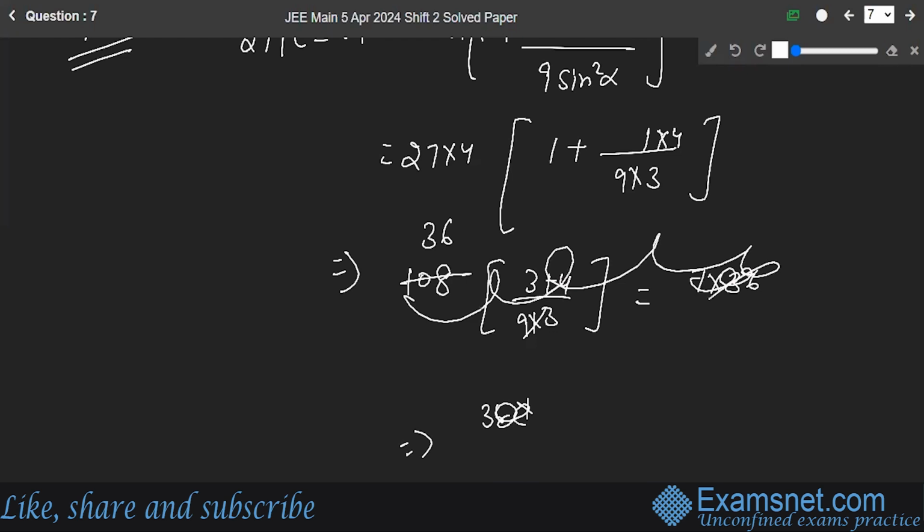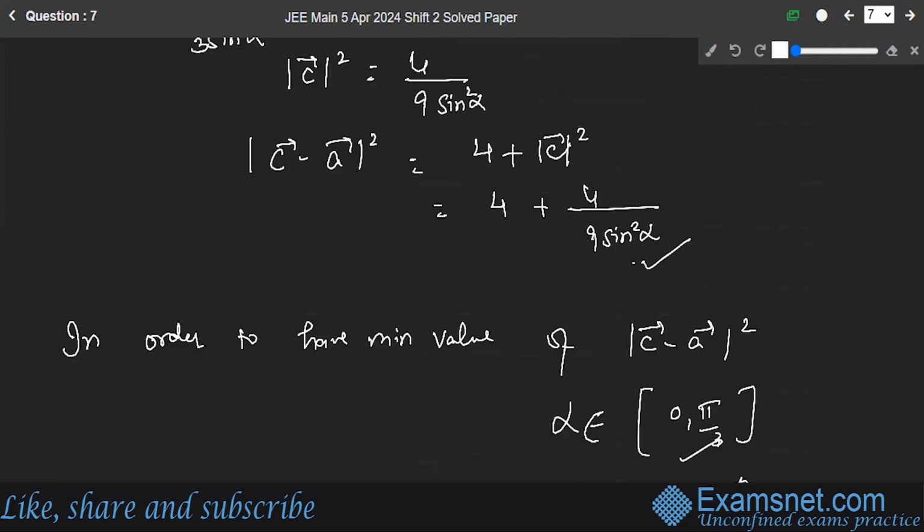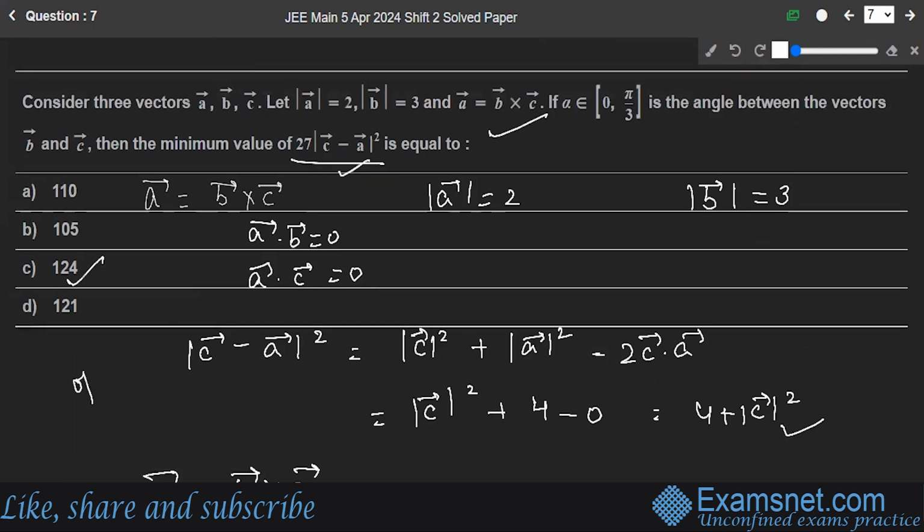I'll redo the sum from here. So this is equal to 108, 27 plus 4 upon 27. So this will be equal to 108 multiply 31 upon 27. And this will give me 27 fours are, right? Yes, this is it. This is equal to 124. So this is the answer to the question, 124. C option is the correct answer. Hope you're clear with this. Let's move to the next question.